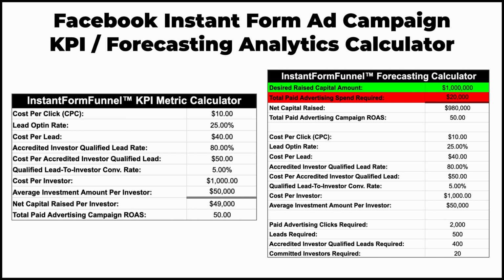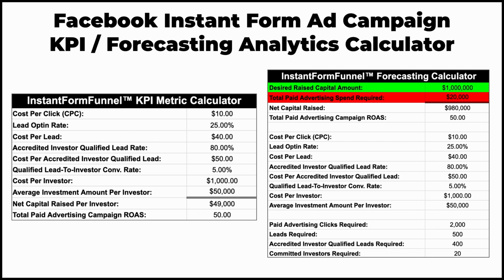And then let's say you have an average investment amount per investor of $50,000. That would be a net capital raised per investor of $49,000 and a total paid advertising campaign return on ad spend of 50x. So that's how we set up our initial KPI metrics. And then once we have those KPI metrics set up, we can move over to our forecasting calculator. For this example, we have a desired raised capital amount of $1 million.